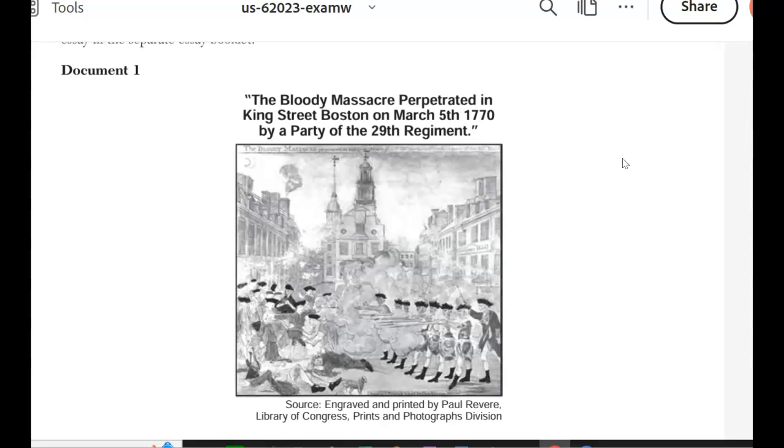We know in real life, you should know, an angry mob kind of attacked a bunch of soldiers. Somebody among those soldiers panicked and fired a gun. In the panic, they all kind of shot, and a couple of people were killed.